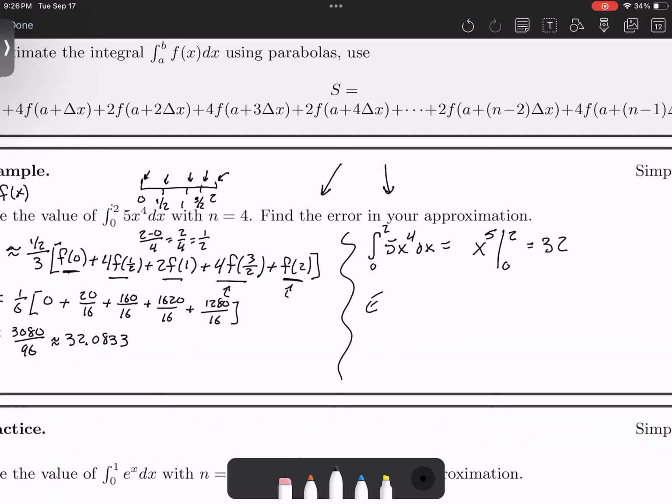So our error is the absolute value difference, because I don't care who's bigger or smaller, of the exact answer minus the approximation, leaving us with an error of 0.0833.